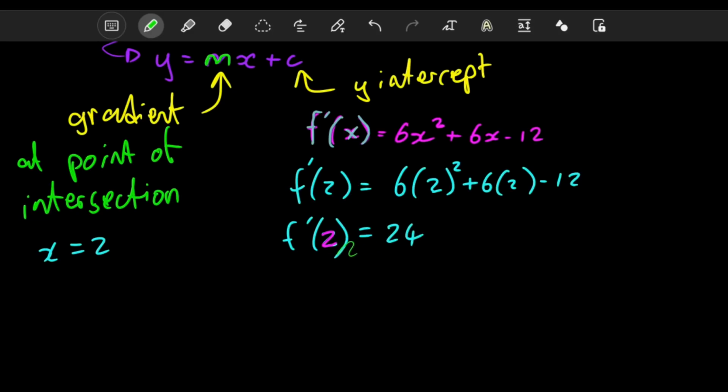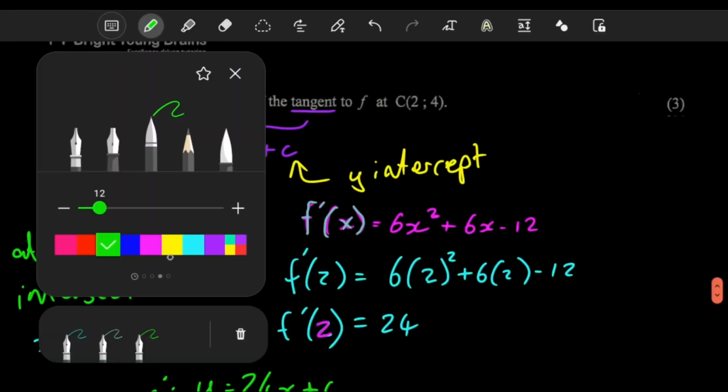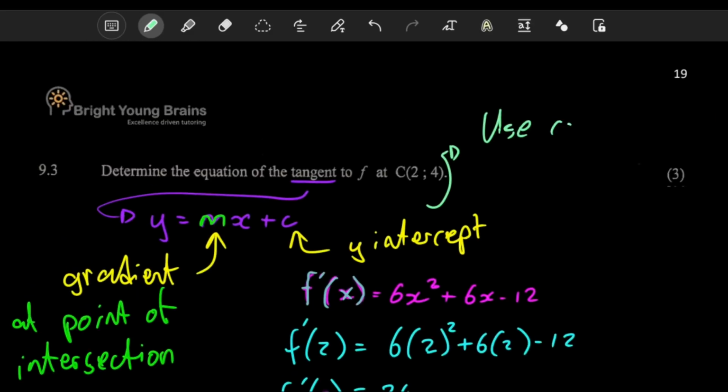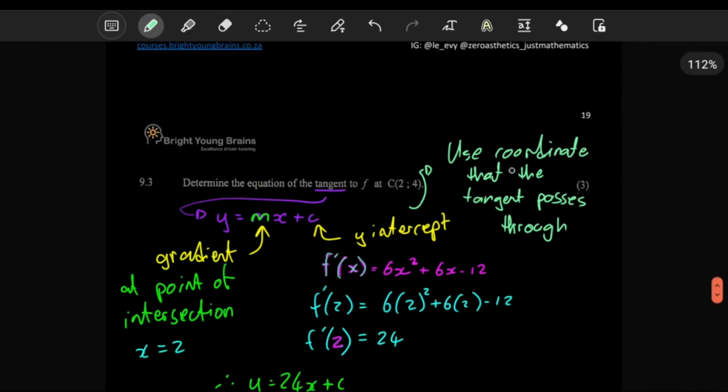We've just gotten our gradient, which is 24. I'm getting distracted. Focus. So now we know y is equal to 24x plus c. To get the value of c, you can throw in a coordinate that the graph passes through. So for your y-intercept, let's put a note there: use a coordinate that the graph passes through.